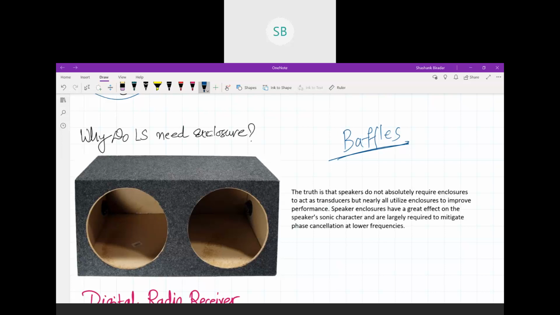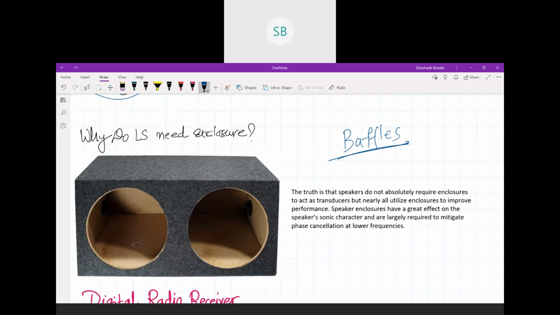The sound waves from the back will leak around the sides and meet with the sound waves on the front side. If the path difference is small as compared to lambda by 2, then the two waves will be out of phase, right, and cancel each other, okay. This cancellation is severe at low operating frequency, right? So the baffles are used to avoid this type of cancellation of waves.